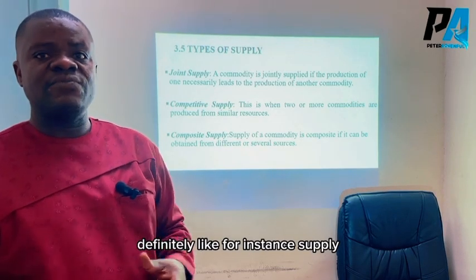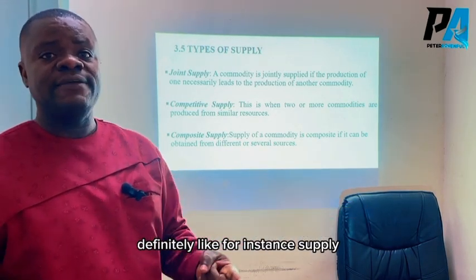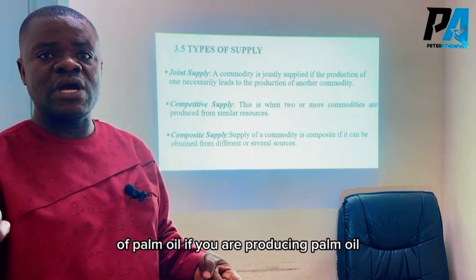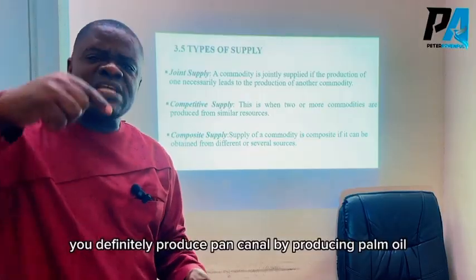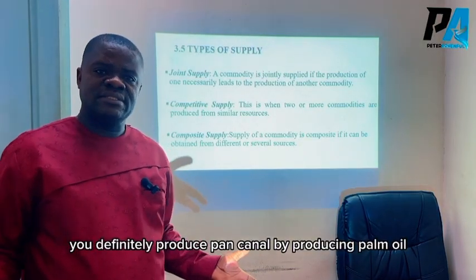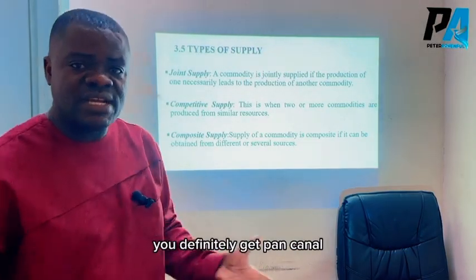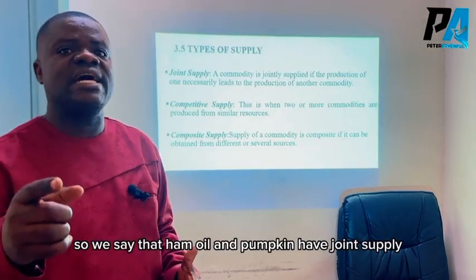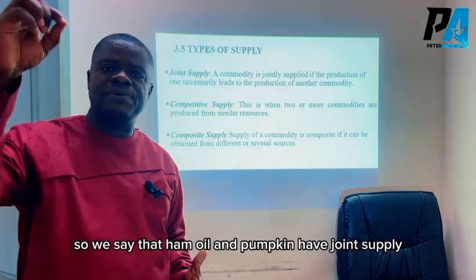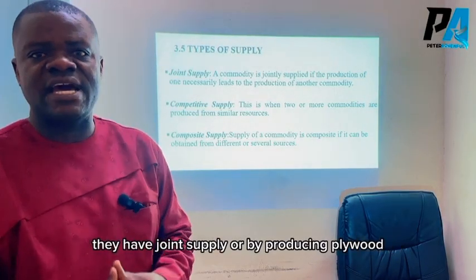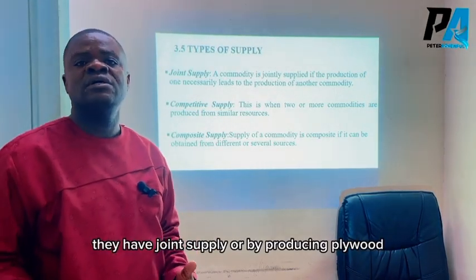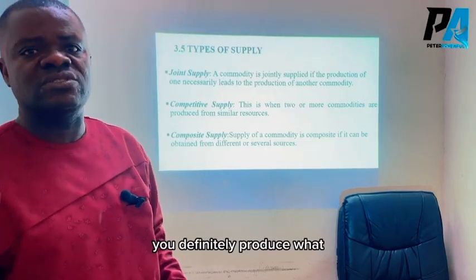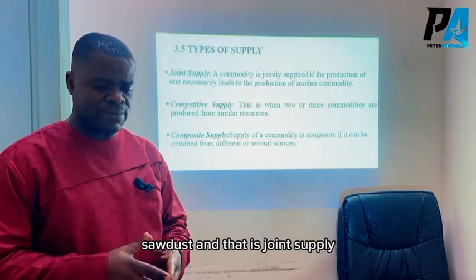Like for instance, supply of palm oil. If you are producing palm oil, you definitely produce palm kernel. By producing palm oil, you definitely get palm kernel, whether you like it or not. So we say that palm oil and palm kernel have joint supply. Or by producing plywood, you definitely produce what? Sawdust. And that is joint supply.